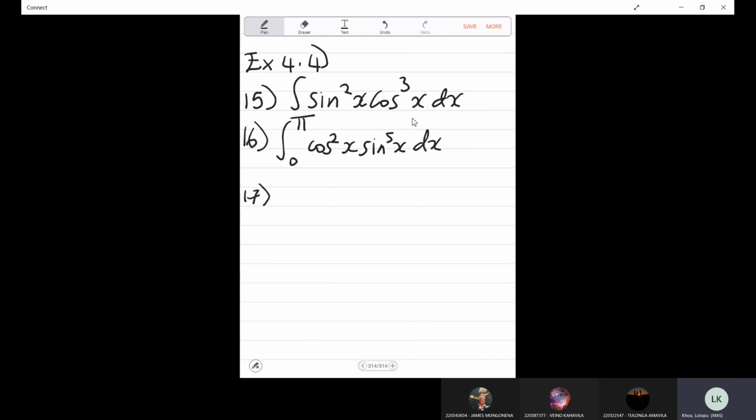Number 17, what do you have to do? We have sine to the power of 3 of 2x cos to the power of 4 of 2x dx. And number 18 as well. Here's number 18.